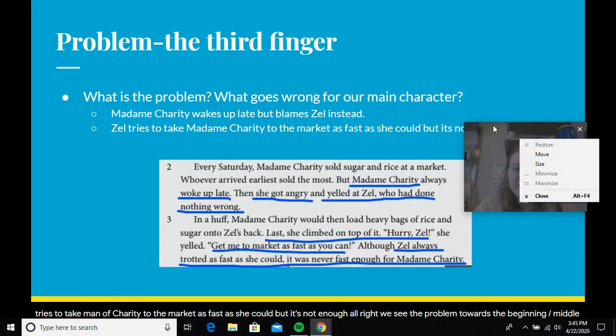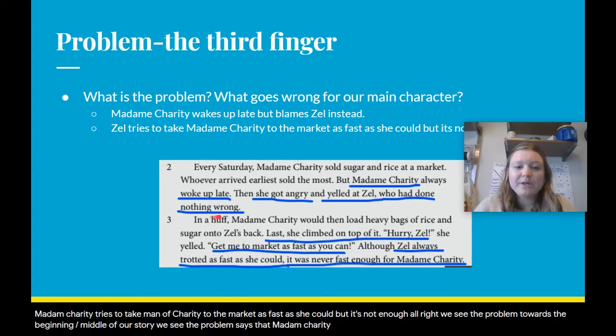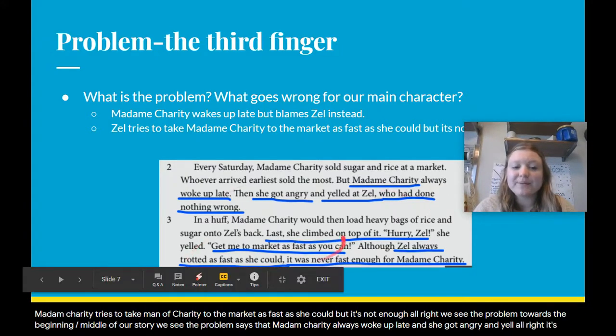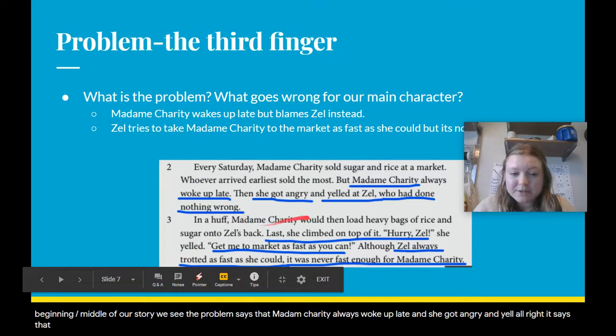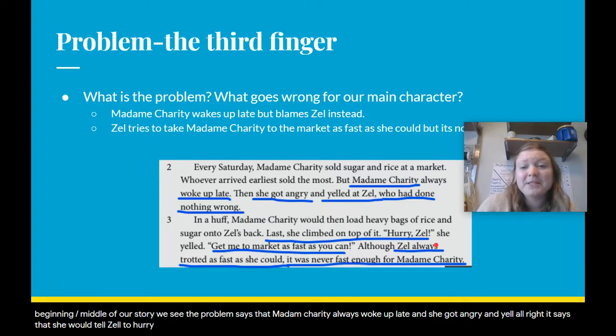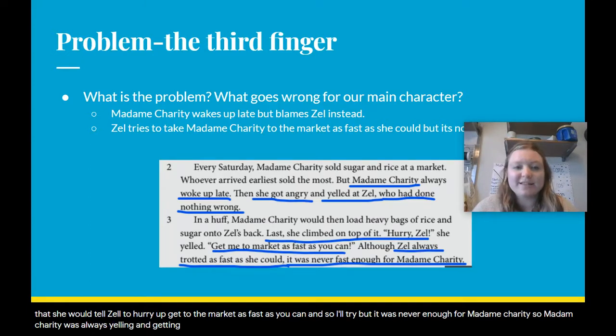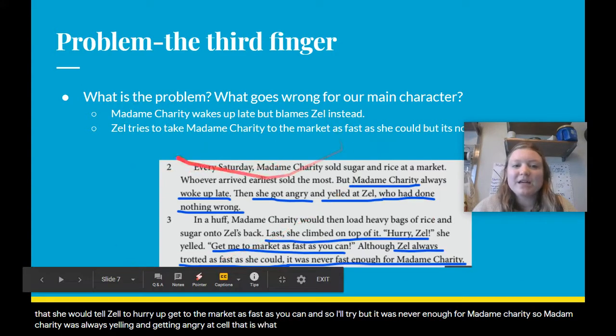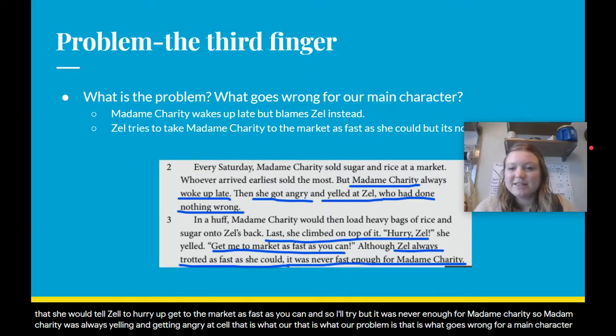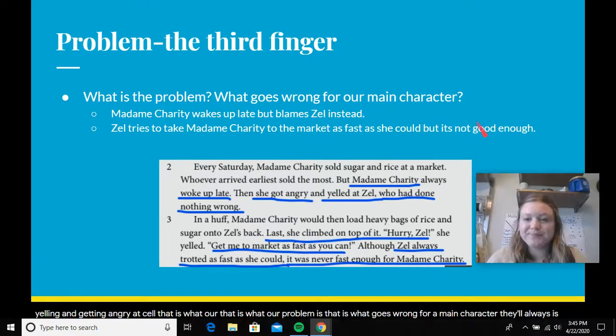It says that Madame Charity always woke up late and she got angry and yelled at Zell, who had done nothing wrong, right? She would tell Zell to hurry up, get to the market as fast as you can, and Zell tried, but it was never enough for Madame Charity. So Madame Charity was always yelling and getting angry at Zell. That is what our problem is. That is what goes wrong for our main character. Zell always is getting yelled at.